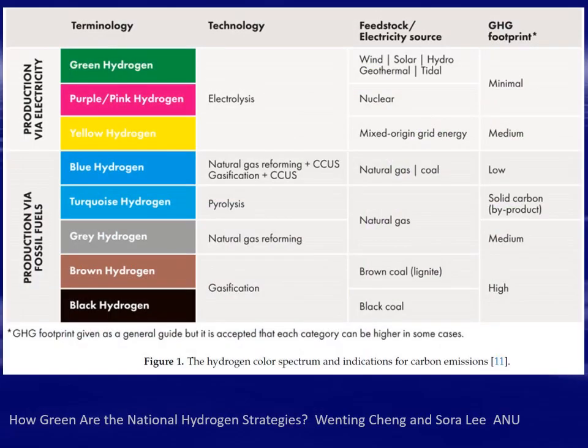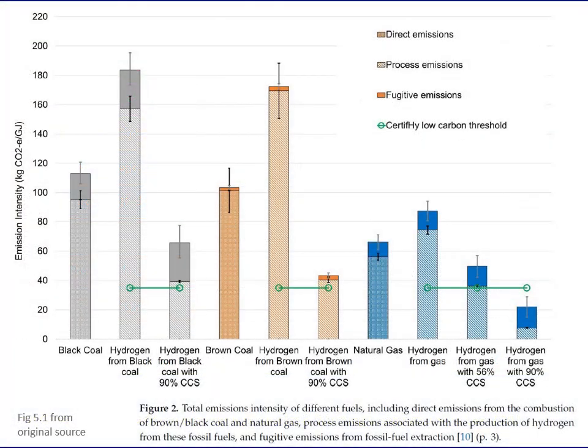There are various colours of hydrogen. Black hydrogen, of course, is when they produce it from black coal. Green is when it's generated by renewable electricity. These graphs are all a little bit complicated. I'll leave you to look at them in more detail later.